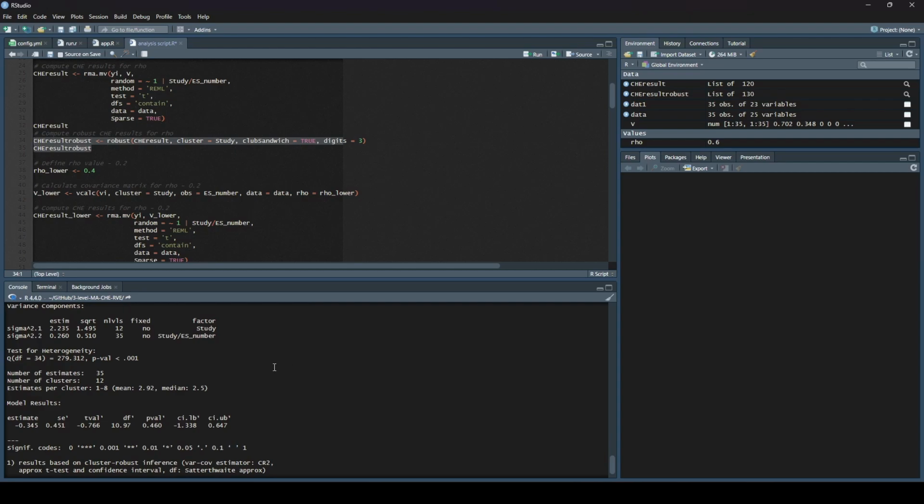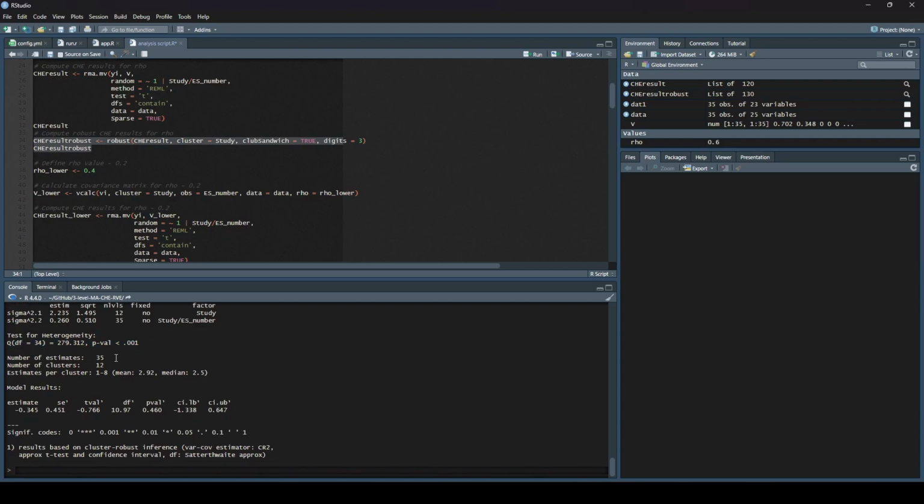Okay, so here we have our result, and as with the 3-level meta-analysis, you're going to have a lot of the same results here, right? So we see our tau squared up here. It gives us our heterogeneity with between studies is the first one, the 2.1, and within studies is the 2.2. And then we move into our heterogeneity, and you can see in this case we have significant heterogeneity because our p-value is significant. We have 35 estimates that fell within 12 clusters, which is consistent with our data set. You can go check if you wanted to, but I'm not going to bother to do that.